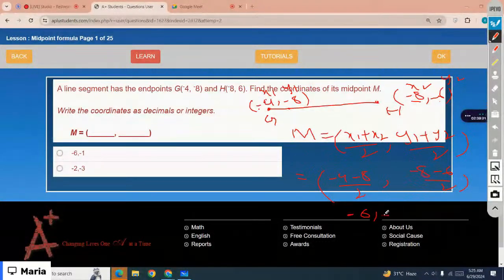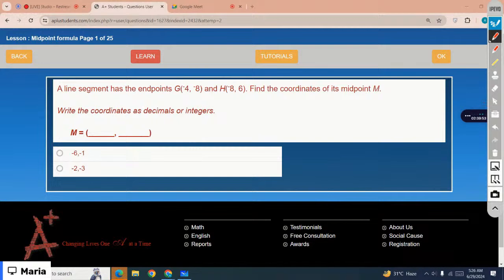So the correct option is, sorry, that is negative 8 and 6, not negative 6, right? So that is negative 8 plus 6, which is negative 2, over 2, and negative 1 it is. So the correct option is option number 1. The coordinates of the midpoint are negative 6 and negative 1. Got it? Option number 1 is the correct option.